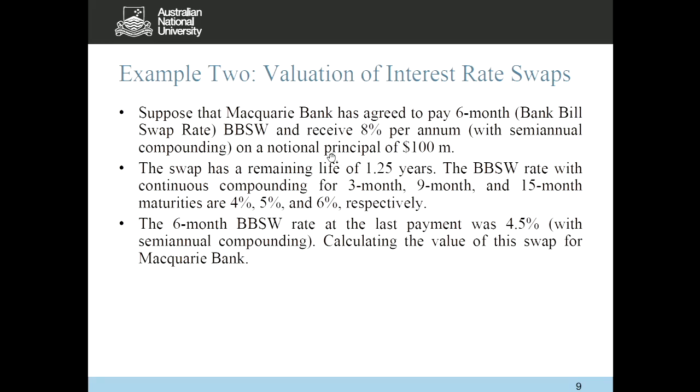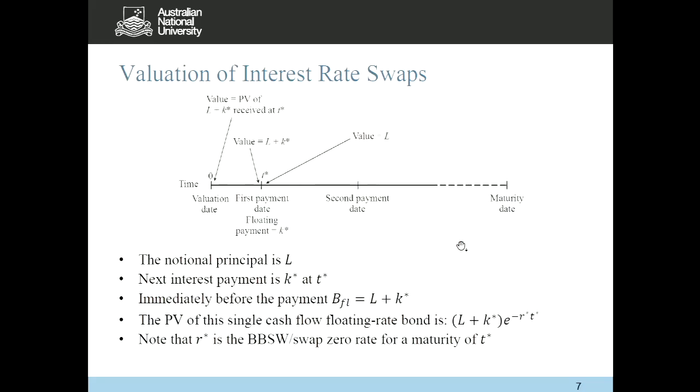on the notional principal of 100 million. And the swap was entered some time ago, and the swap has 1.25 years life remaining, and the BBSW rate continuously compounded for 3, 9, 15 months is this much, all right? And the last piece of information mentioned that the 6 months BBSW rate at the last payment date was 4.5%. So what does this mean? That means the BBSW rate on the previous payment date is 4.5%, and that determines your K-star. And the K-star has not been paid yet.